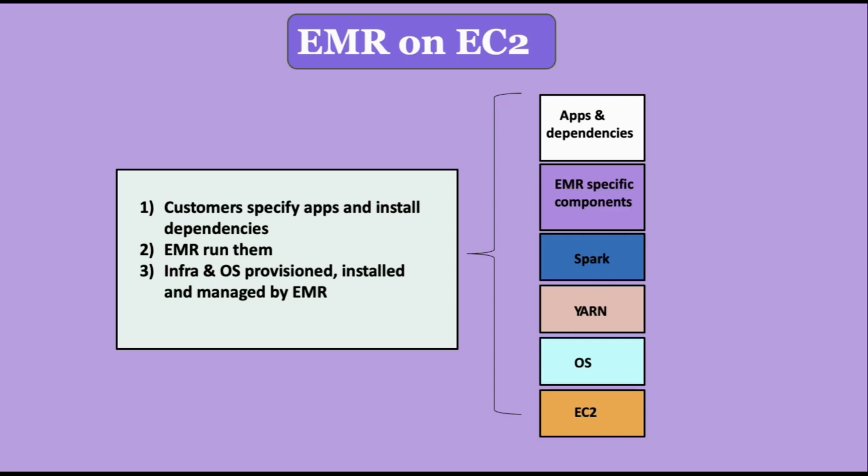So the customer has to specify the applications and install the dependencies. Then the rest of the things will be taken care of by the EMR service. So this is a typical flow on EMR and EC2. Now let us proceed further and look at how EMR on EKS looks like with the same tech stack.